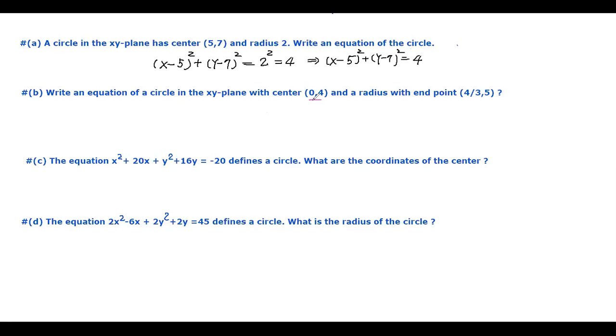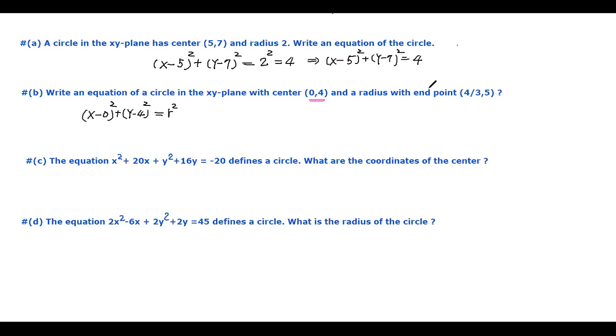So this one here is pretty cool. They give us the center here, so I immediately know I can write my equation. This is (x - 0)^2 + (y - 4)^2, and this is supposed to equal r squared. But here, they did not tell us the r squared.